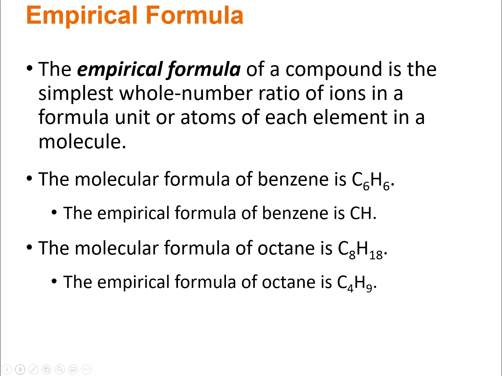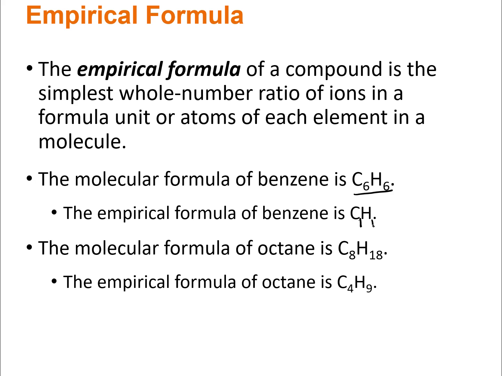Now we'll talk about empirical formulas. An empirical formula is the simplest whole number ratio of the ions in a formula unit or the atoms of each element in a molecule. So if we're looking at benzene, that's C6H6. That's the molecule. That's the molecular formula. The simplest whole number ratio is CH. So 6 to 6, that's 1 to 1. Remember, there's the implied 1 here.